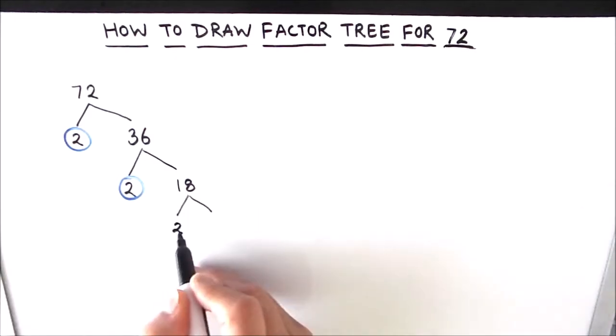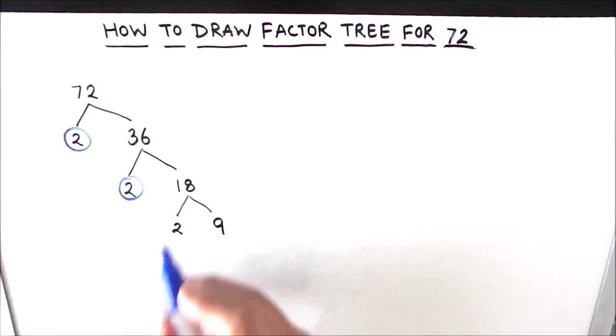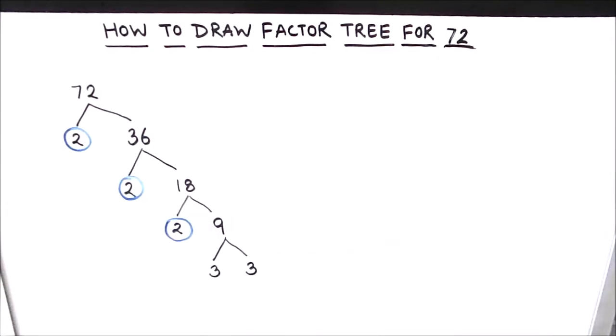So 18 can be written as a product of two numbers, 2 times 9 is 18. Here too we are going to circle the number 2, and 9 we can write as 3 times 3, and here 3 is a prime number, so we are going to circle 3. Now we see that there is a prime number in the lower level and this prime number cannot be broken down further, so we are going to stop here, and all the circled numbers are the prime factors of the number 72. So the prime factors of 72 are 2 times 2 times 2 times 3 times 3. These are all the prime factors of the number 72.